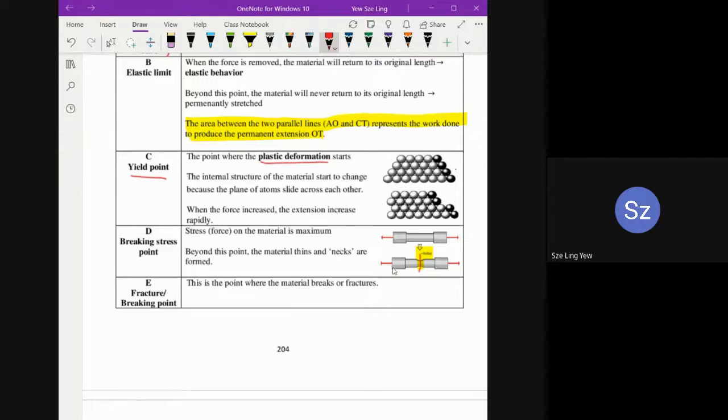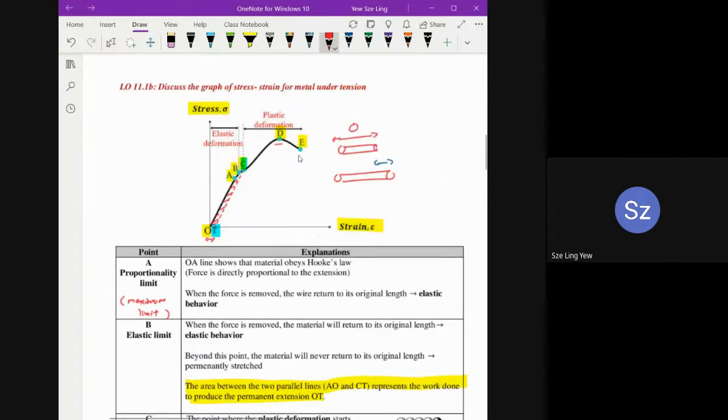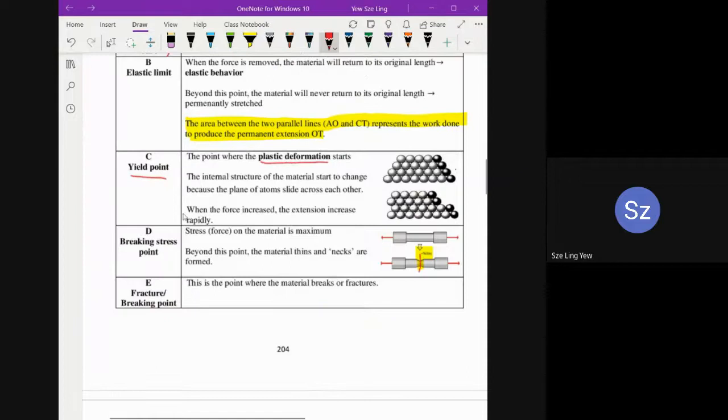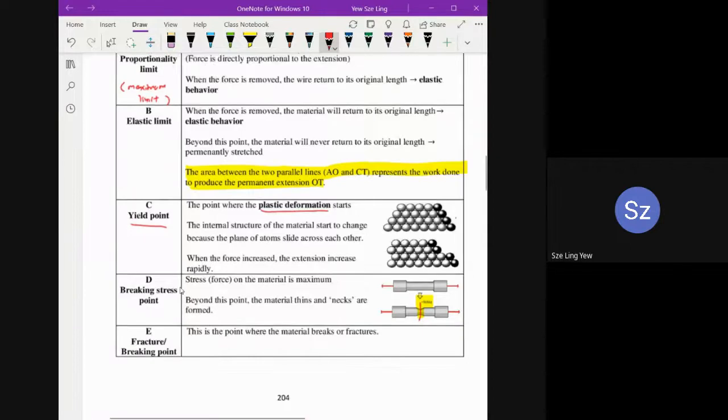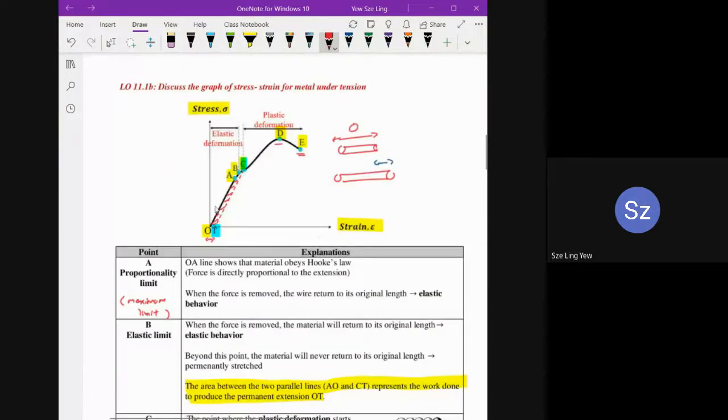When it breaks, we say it has reached point E. That marks the end of our stretching. At point E, the object breaks. We call this the breaking point or fracture point, and it also marks the end of our plastic deformation. So from O to B, it is elastic deformation, and from B until E, that is plastic deformation.